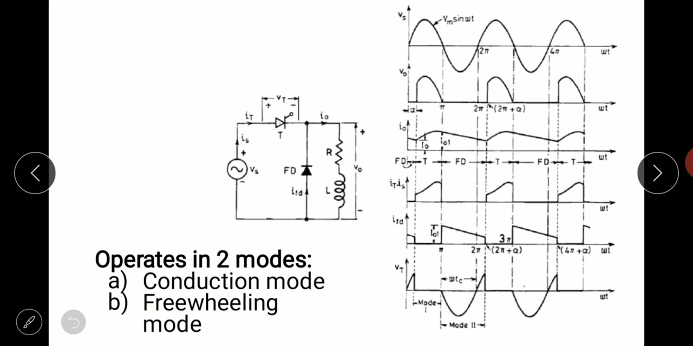So overall, if we conclude, we can see here that the load current is either flowing through the thyristor or through the diode. When the supply is positive, the current is flowing through the thyristor, and when the supply is negative, the diode is forward biased and hence the current is flowing through the diode. One portion is called the conduction portion and the other portion is called the freewheeling portion.